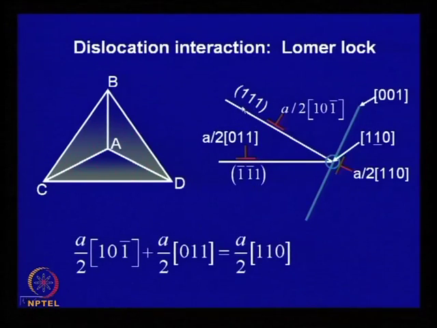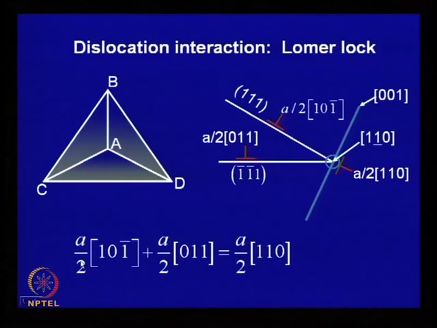These are the two planes, this is 1 1 1, this is 1 bar 1 bar 1, and you can calculate the Burgers vector of each dislocation. This one is a/2 [1 0 1 bar], which is shown over here, and this is a/2 [0 1 1], which is shown here. If the two add up, then this is the Burgers vector of the resultant dislocation.